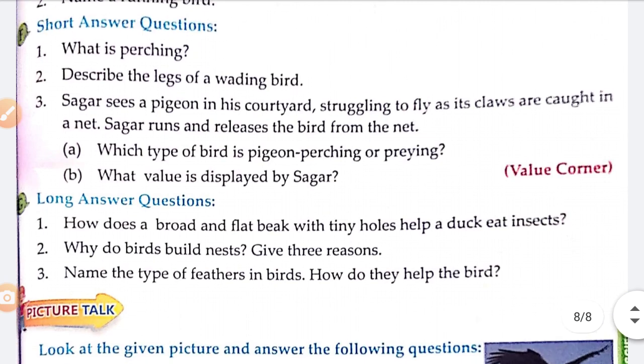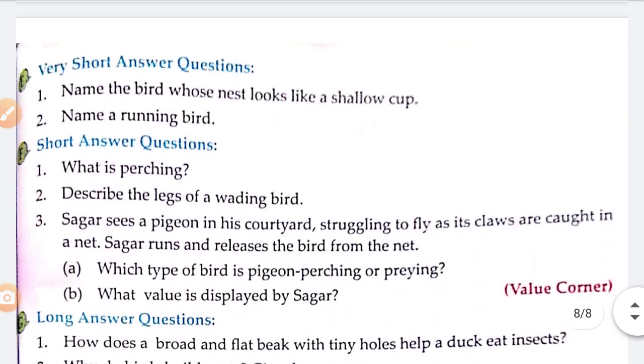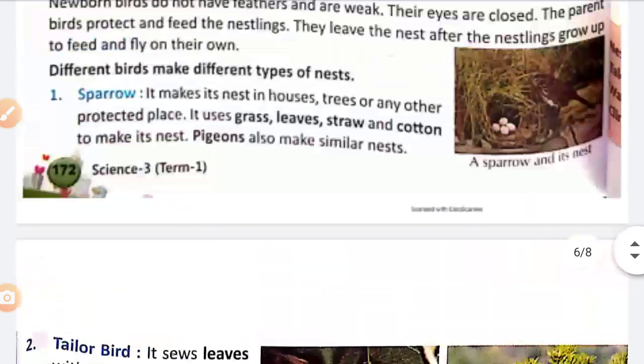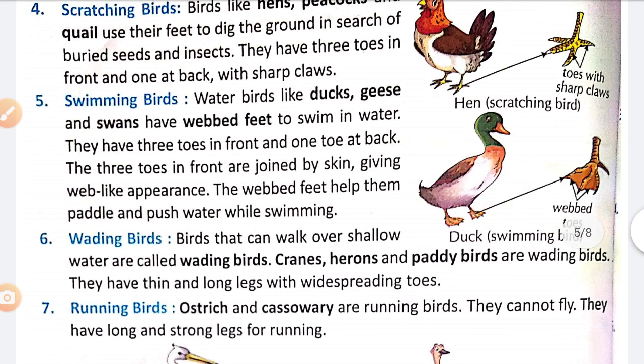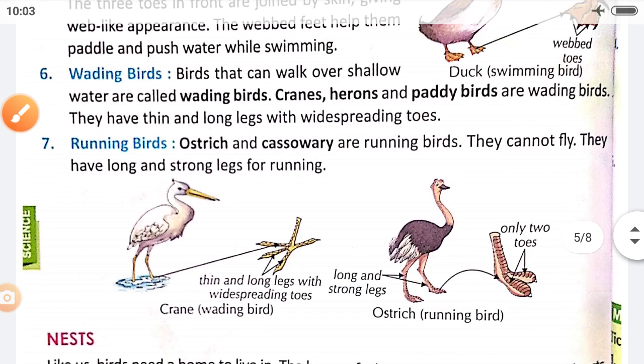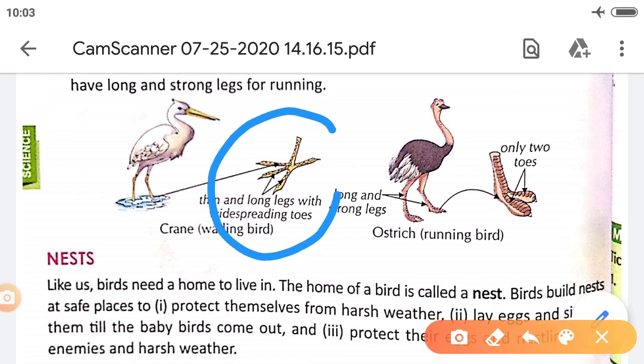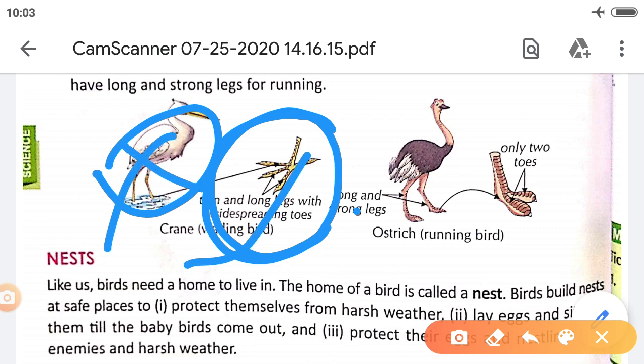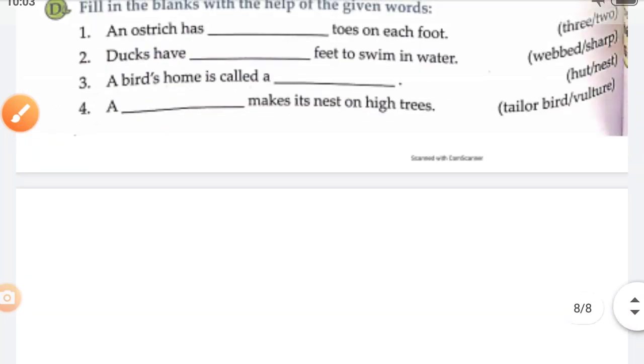Next question is describe the legs of a wading bird. You can write here. Here you also draw the structure, that you have to write. The birds that can walk over the shallow water are called wading birds. Cranes, herons and paddy birds are wading birds. They have thin long legs with widespread toes. You can draw this picture. What I have shown, not this one. Only this picture you have to draw with this question.